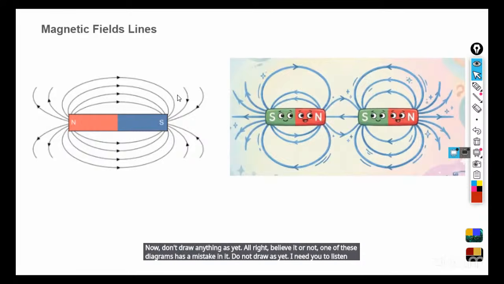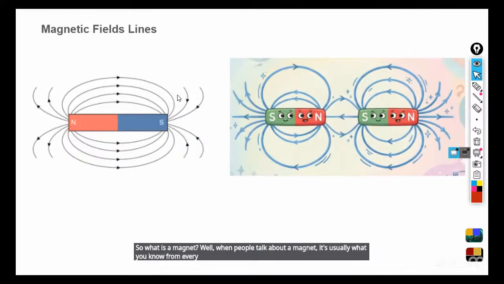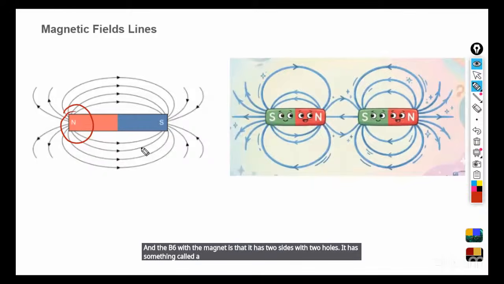So what is a magnet? Well, when people talk about a magnet, it's usually what you know from everyday knowledge. A magnet is something that attracts iron. And the basics with a magnet is that it has two sides with two poles. It has something called a north pole, N for north, and S for what?